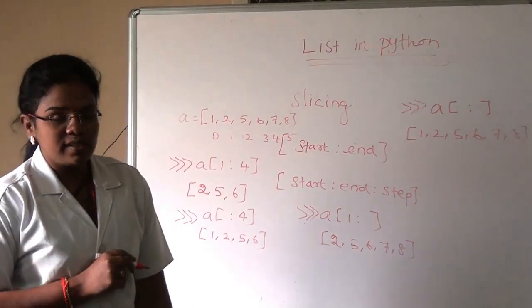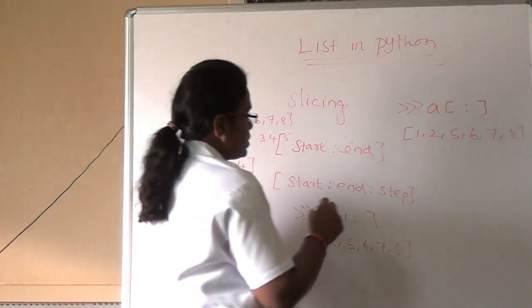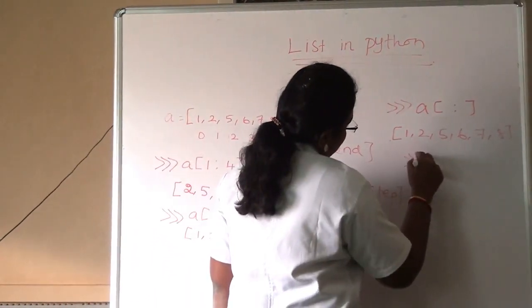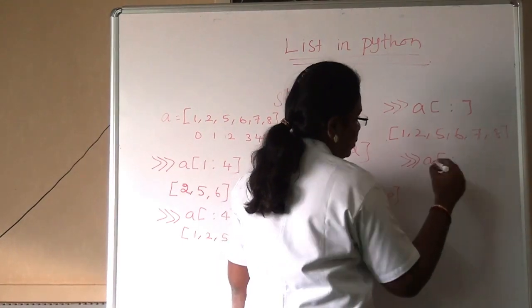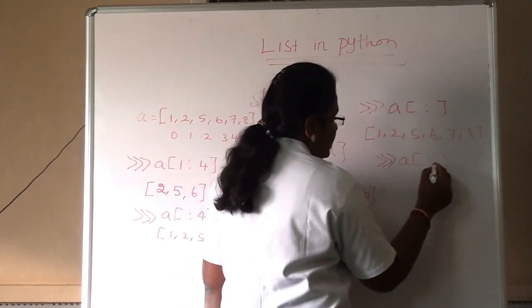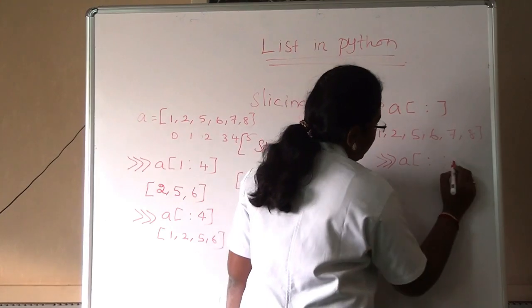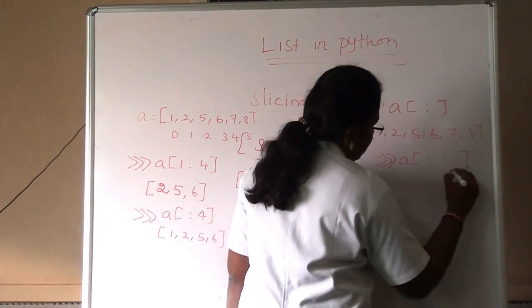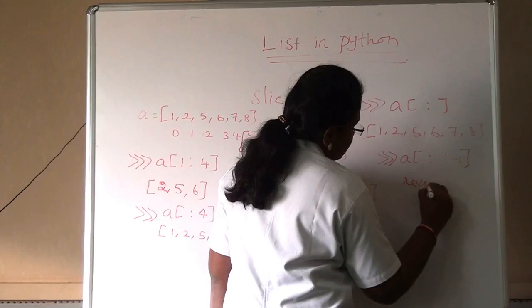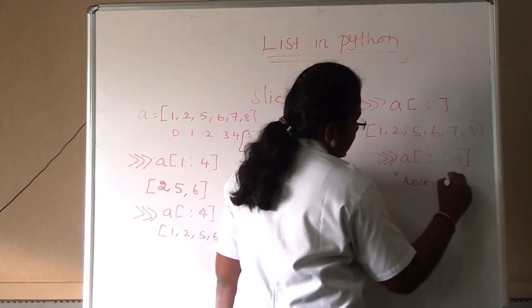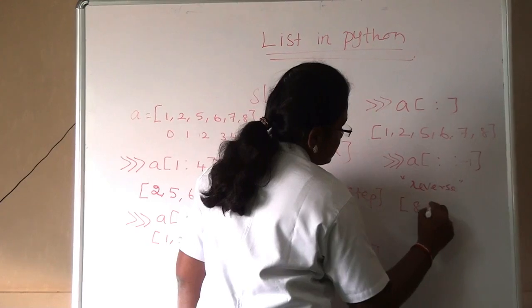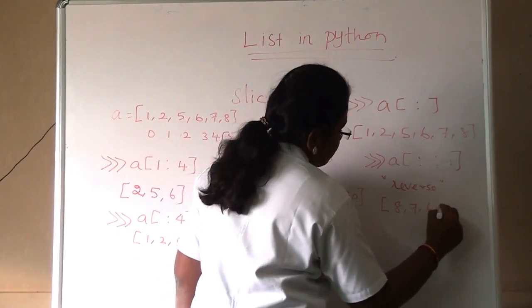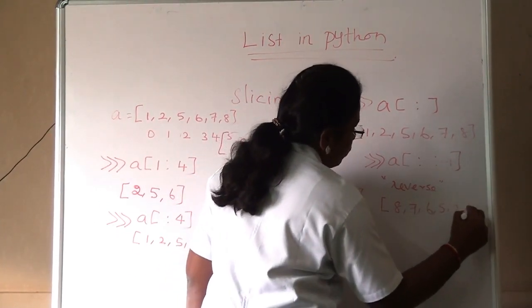How can you reverse the elements in the list? By using A of, you can exclude the starting index and ending index, with the step count as -1. It will reverse the list. So the answer is 8, 7, 6, 5, 2, 1.